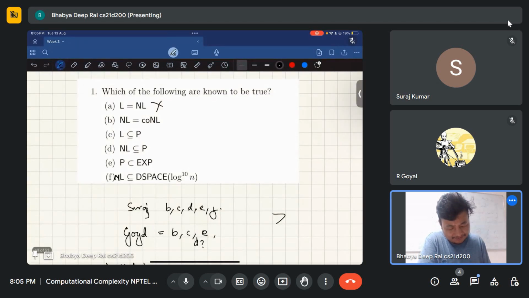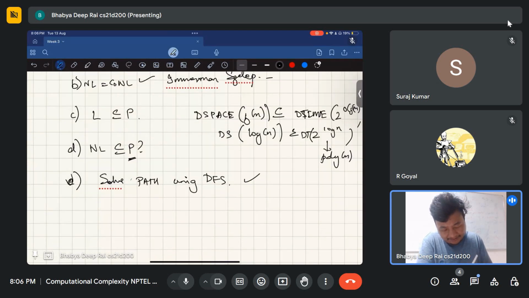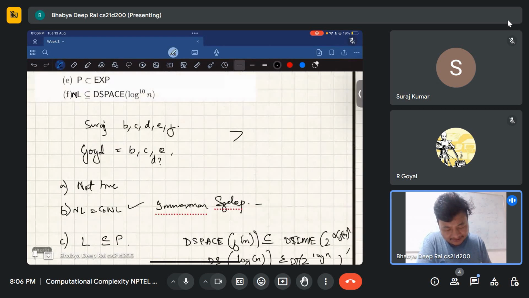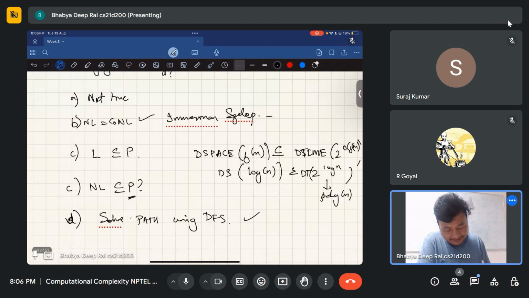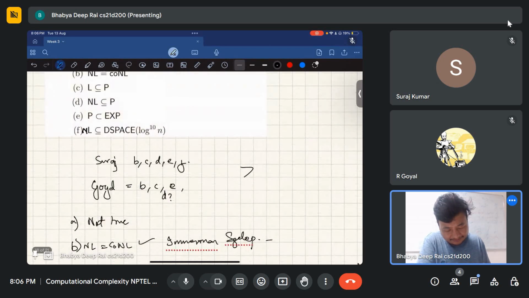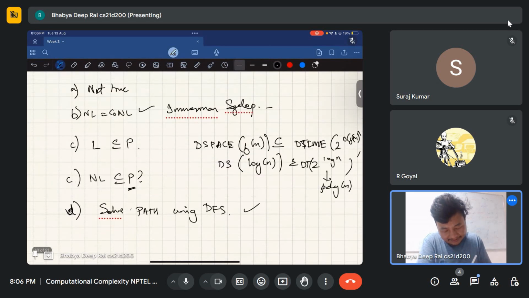Is it E? No, D. Sorry, everything got mixed up. This is C. What is happening? A, B, C is contained in P. NL is contained in P is D. Okay, this is the answer.